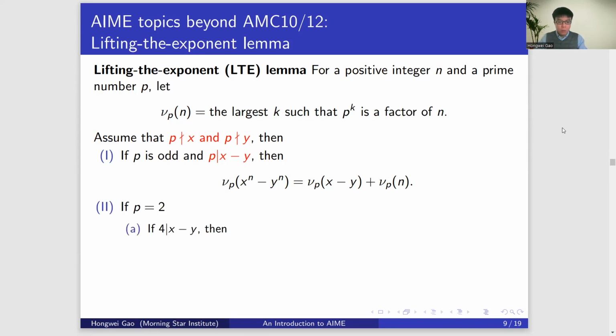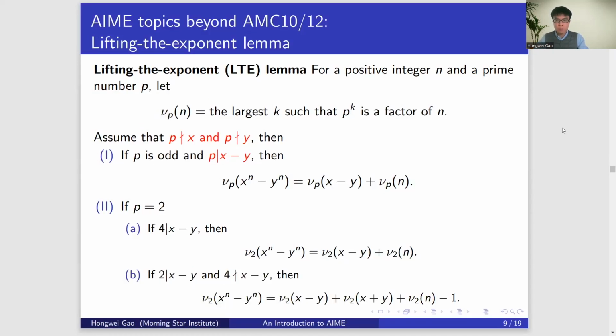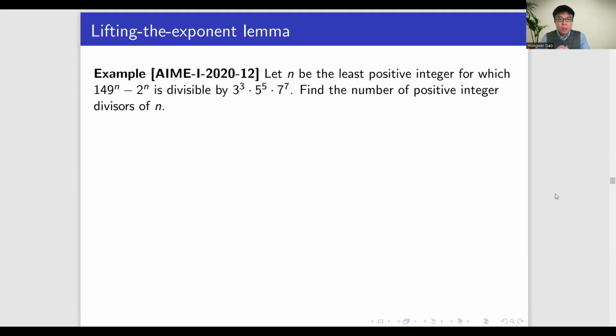If p is 2, we still require that x minus y is divisible by p squared, so 4. If x minus y is divisible by 4, then we have the same format of this formula: nu sub 2 of x to the nth power minus y to the nth power is equal to nu sub 2 of x minus y plus nu sub 2 of n. And if x minus y is simply divisible by 2 but not by 4, the statement is slightly more complicated, as follows. Now let's do one AIME question in which the lifting the exponent lemma is required.